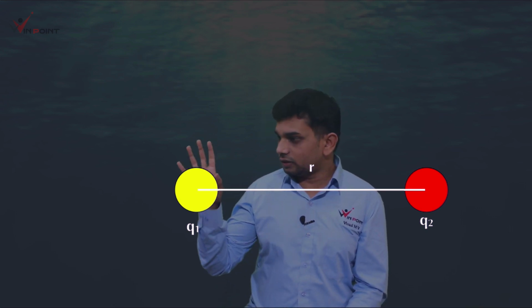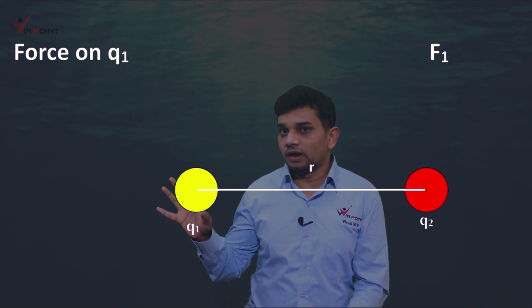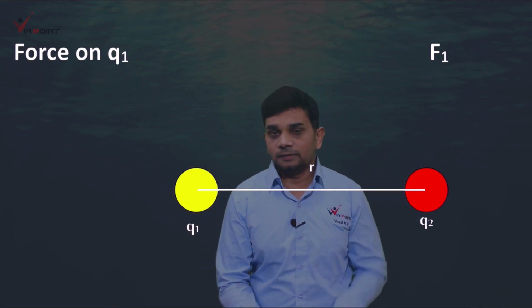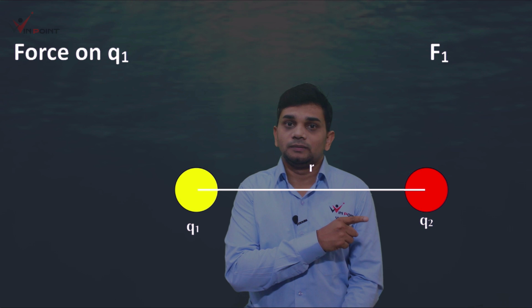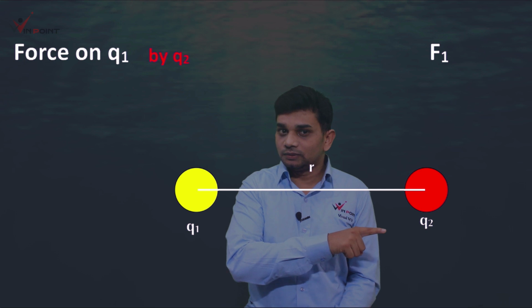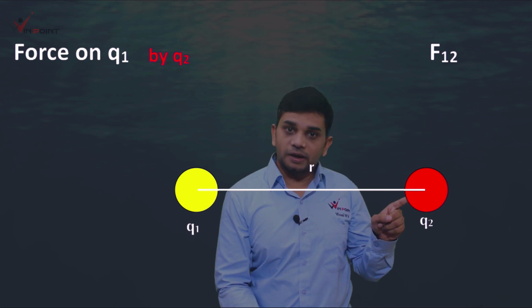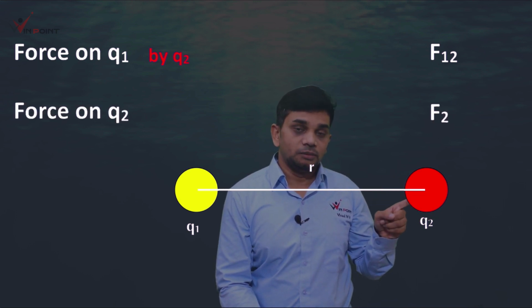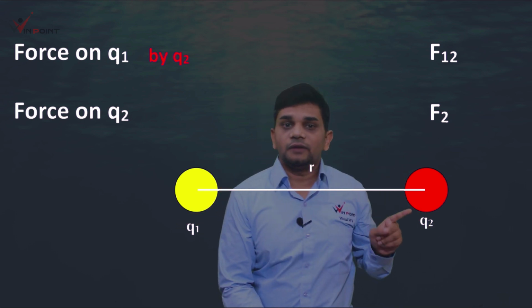Now let us discuss force. There are two forces: force on q1 and force on q2. Force on q1 is F1. What is the reason for this force? Who is exerting this force? q2. Force on q1 by q2 is F12. The second force, on q2, is F2, because of q1. Force on q2 by q1 is F21.